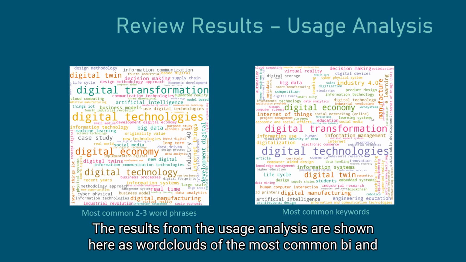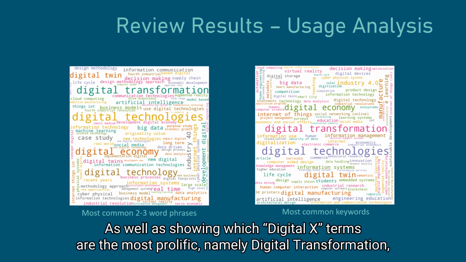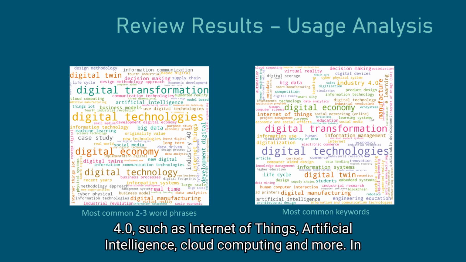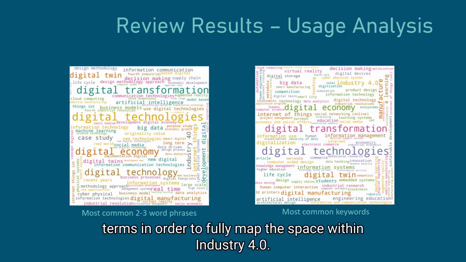The results from the usage analysis are shown here as word clouds of the most common bi- and trigrams, as well as the most common author and index keywords within the dataset. As well as showing which digital X terms are the most prolific, namely digital transformation, technology, and economy, we can also see what other technologies and concepts are core to Industry 4.0, such as Internet of Things, artificial intelligence, cloud computing, and more. In the future, it would be beneficial to extend this methodology to include these additional terms in order to fully map the space within Industry 4.0.